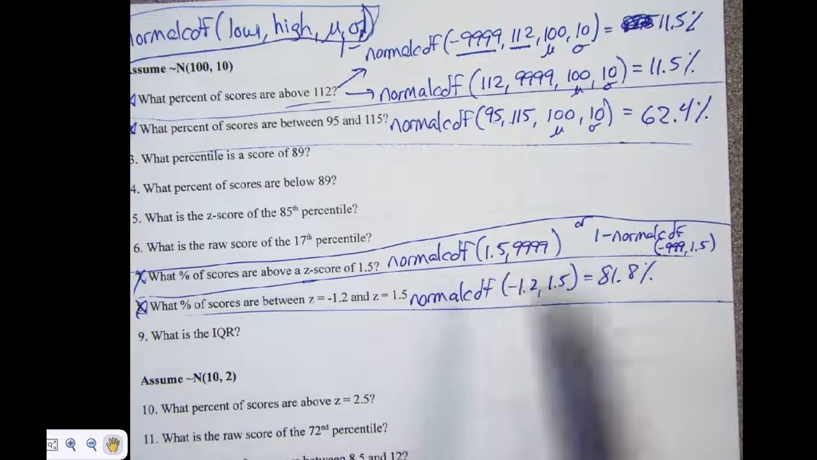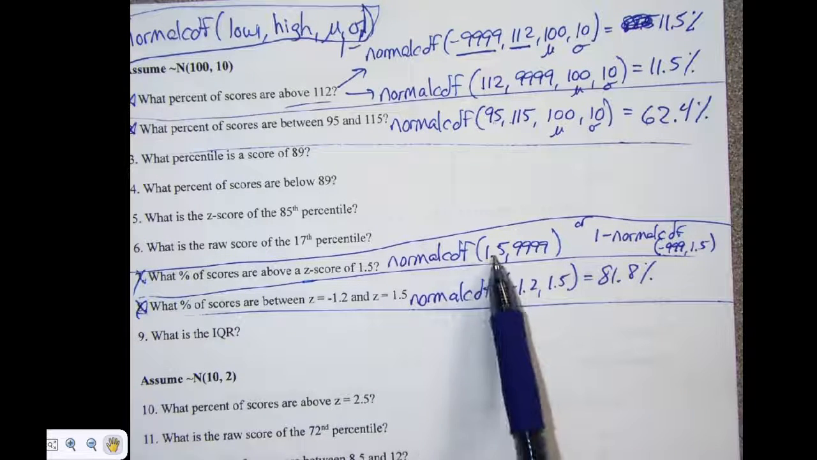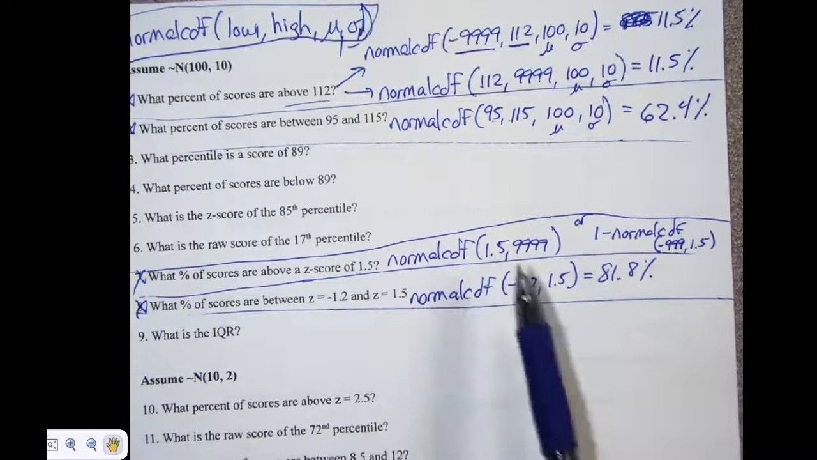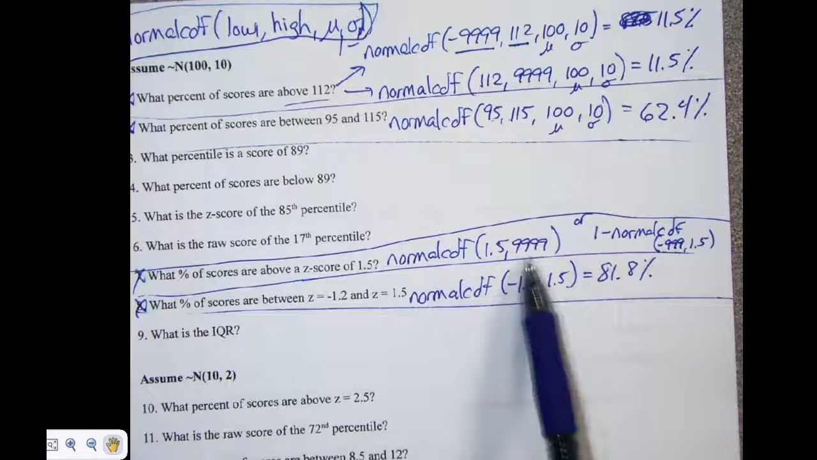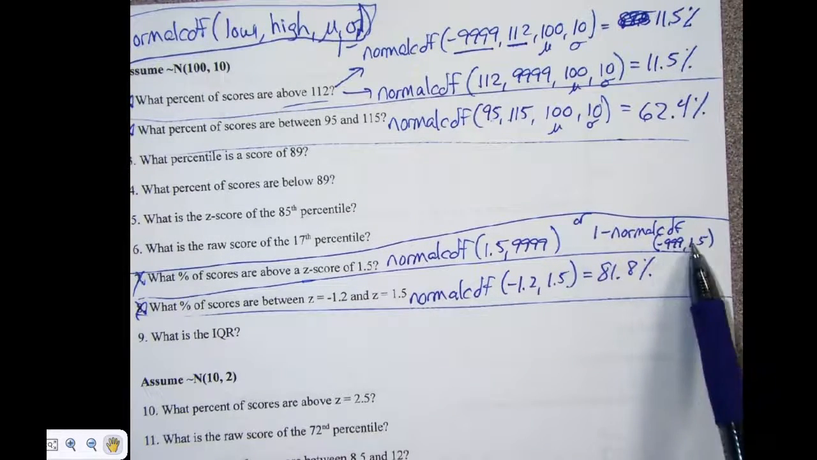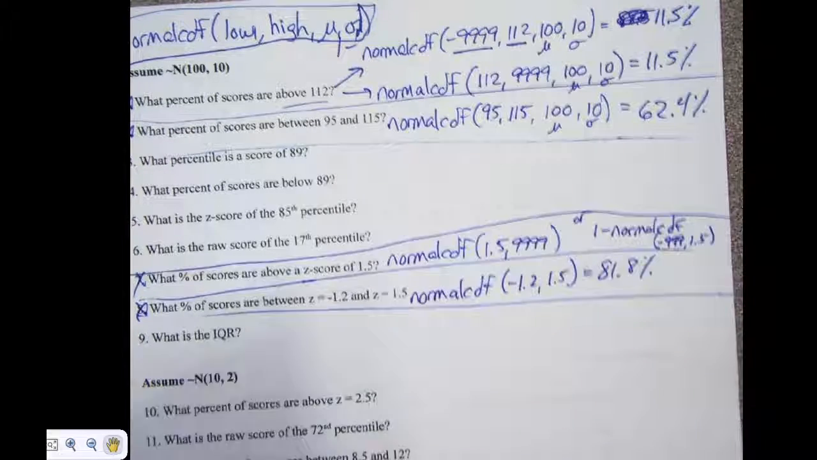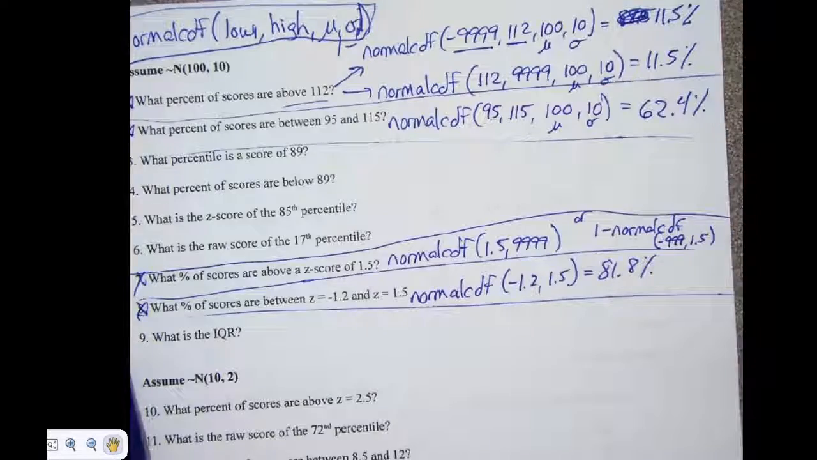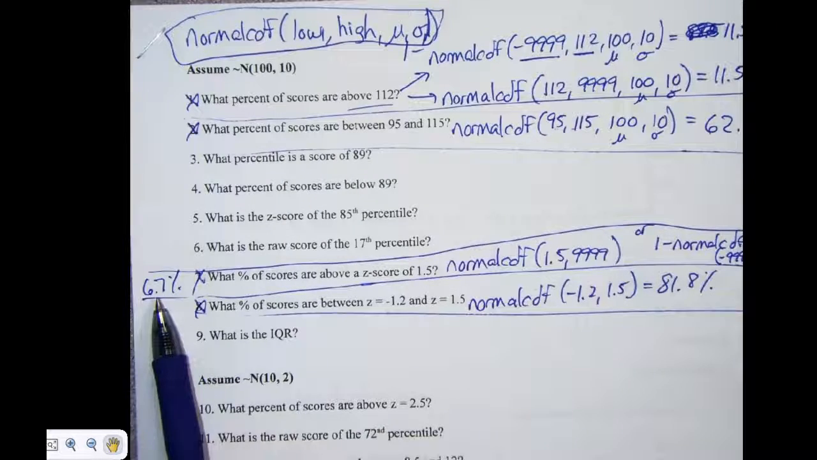Doesn't matter to me, doesn't matter to anybody. If you do, you can go, we want above 1.5. So we can do 1.5 up, just 1.5 and up forever means 1.5 to 9999. Or, the way we would have done it before today, is you would have gone negative 9999 through 1.5, and then subtracted that from 100. It doesn't matter to me which way you do it. How many got 6.7%? Questions on it?